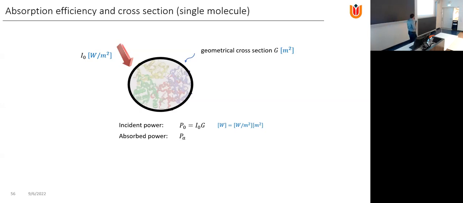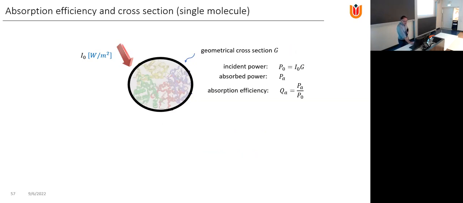And now also let's say that absorption takes place. So the amount of absorbed power, we don't know yet, but let's say the amount of absorbed power is P sub A. Then we can calculate the ratio of absorbed power over incident power, and that is called the absorption efficiency. So this is a property of the molecule, the absorption efficiency.